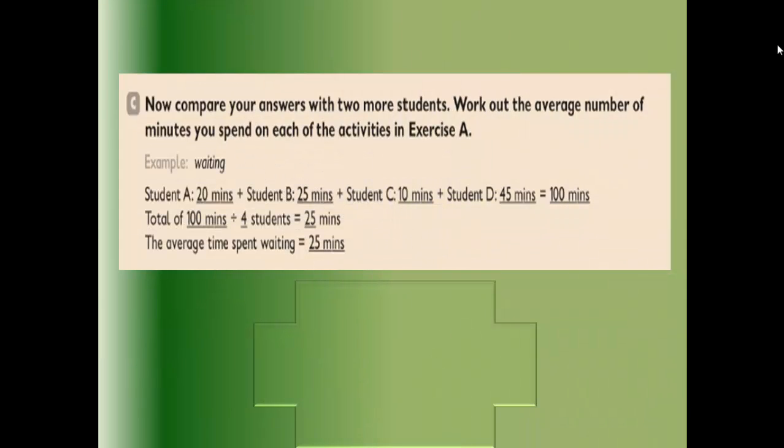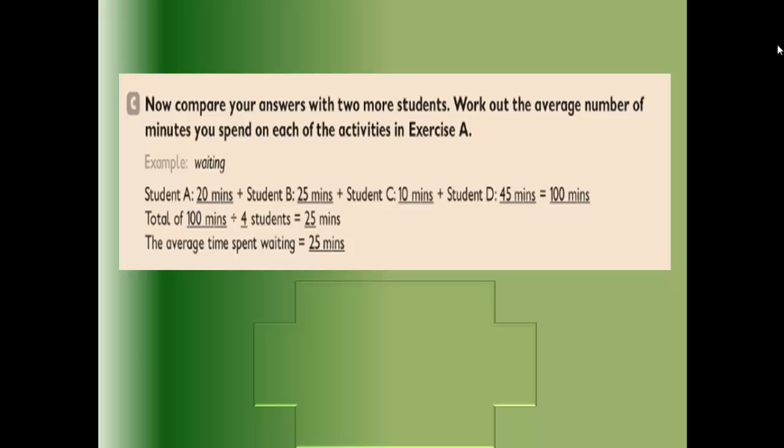Now number C, this exercise is so important because all the following text depends on the statistics. Now compare your answers with 2 more students. Put their answers near your answers and compare between them and your answer. Work out the average number of minutes you spend on each of the activities in exercise number A.